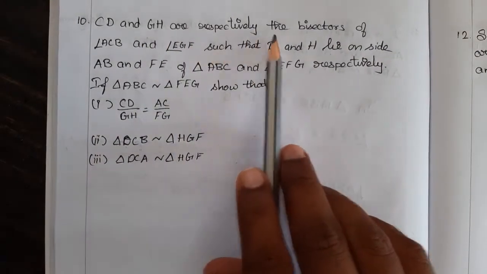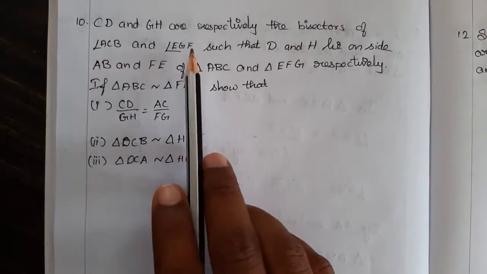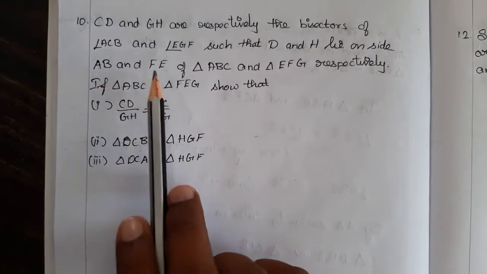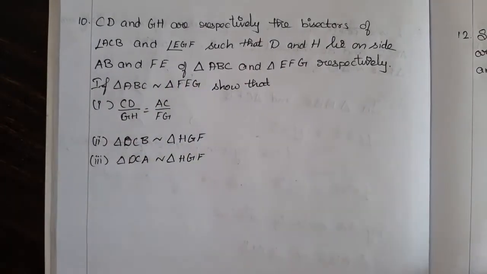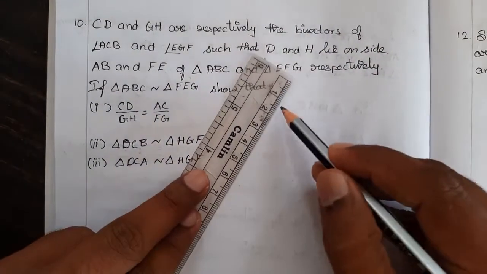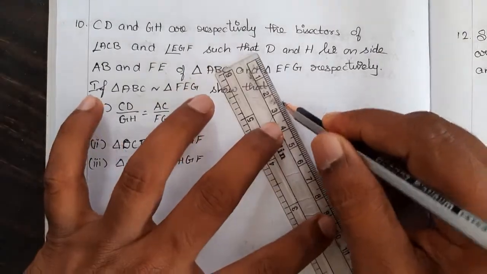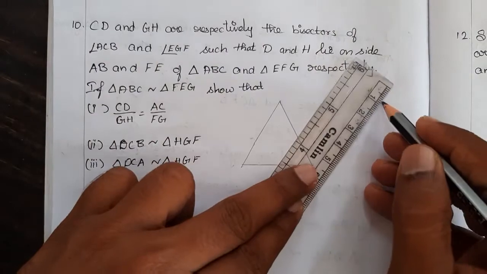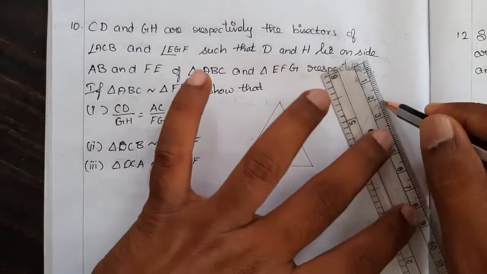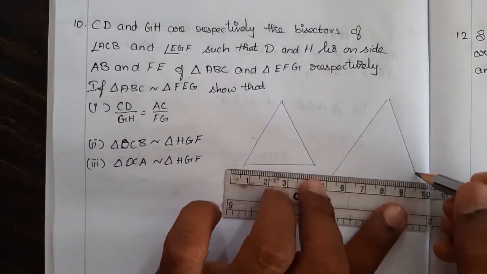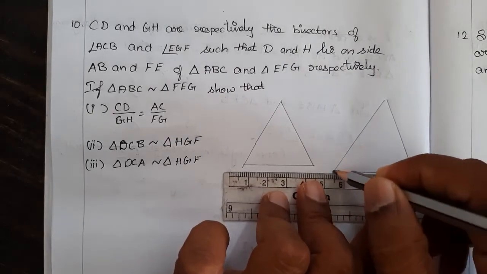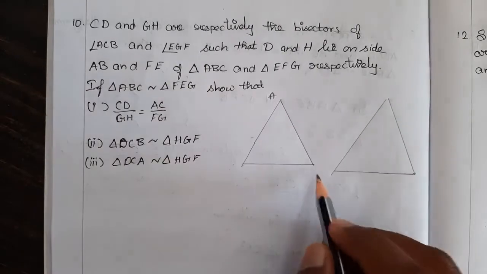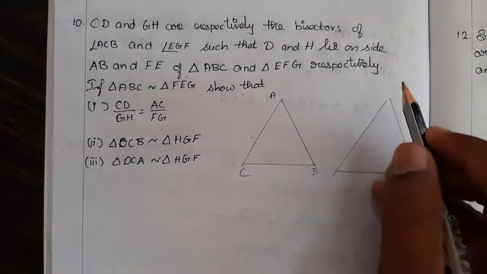CD and GH are respectively the bisectors of angle ACB and angle EGF such that D and H lie on the sides AB and FE of triangle ABC and triangle EFG. There are two triangles then. The first one is ABC and another is EFG. So the figure representation is very important. So let me consider A, B, C, and this is E, F, G.